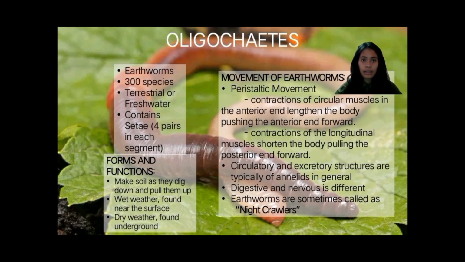And then whenever it is wet weather, they are found near the surface. And in dry weather, they are found underground. In the movement of earthworms, we have peristaltic movement: the contraction of circular muscles in the anterior lengthens the body, pushing the anterior end forward. And when it contracts, the longitudinal muscles shorten the body, pulling the posterior end forward. They also have circulatory and excretory structures that are typical of annelids in general. So they have digestive and nervous systems. And then earthworms are sometimes called knife crawlers.